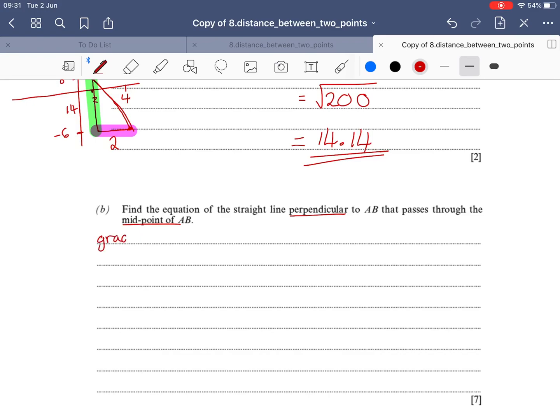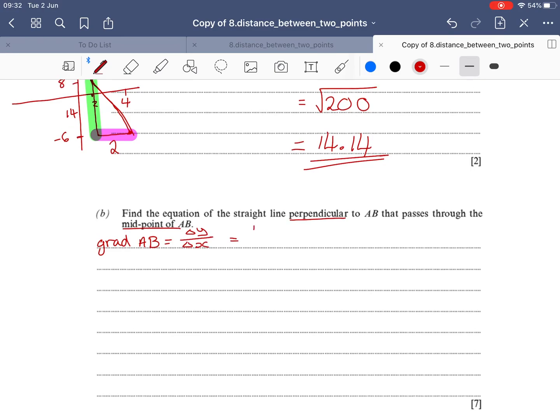So the gradient of AB from the line above would be the change in my y over my change in my x. So the change in my y is my green number, so it's 14, and my change in my x is going to be the pink number, which is 2. The line also goes down, so we know it's negative. So we know this one is negative 7.